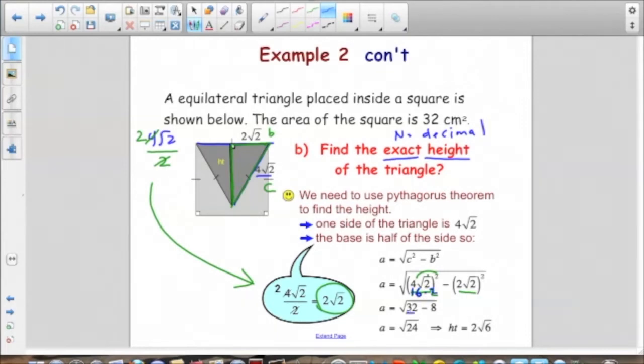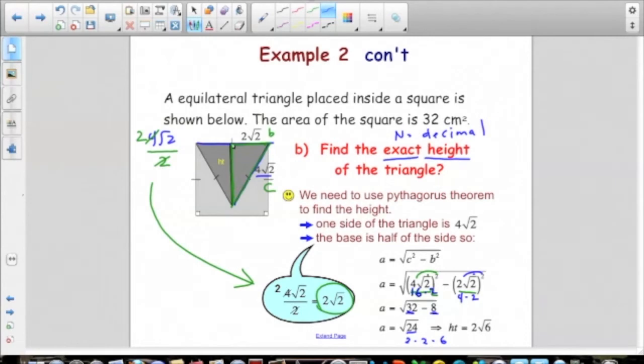Same thing over here. You square that to get 4, and the square and square root cancel each other out, so you're left with 2. 4 times 2 is 8. Now 32 take away 8 is 24, and 24 jailbreaks to 2, 2, and 6.